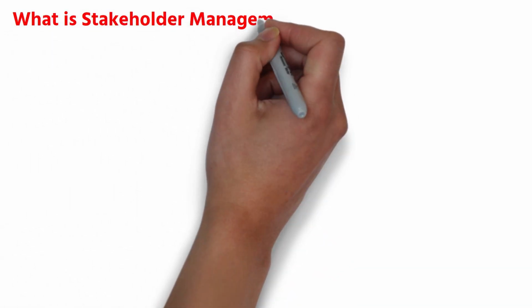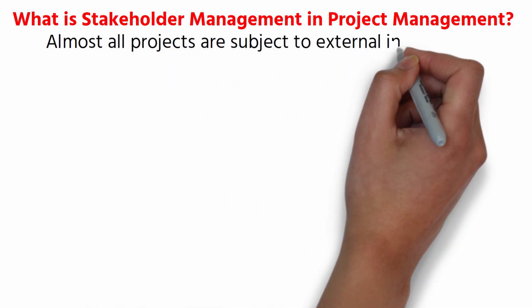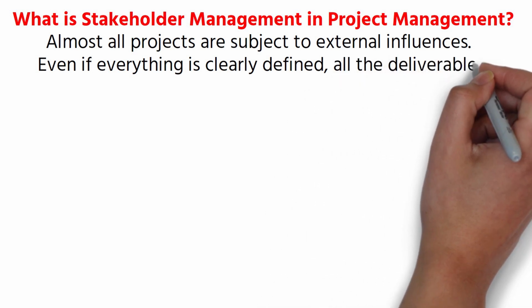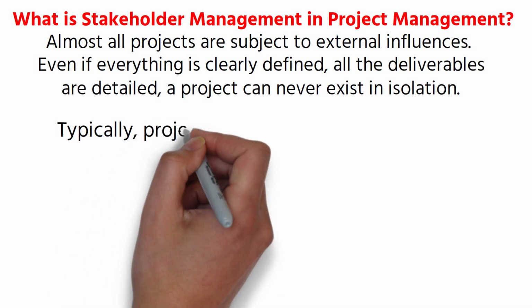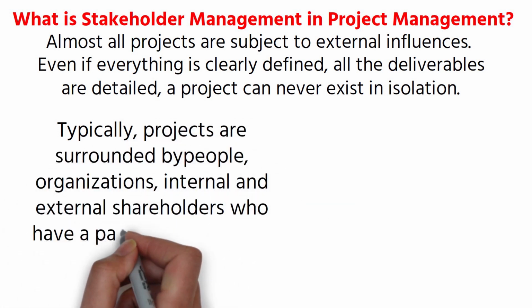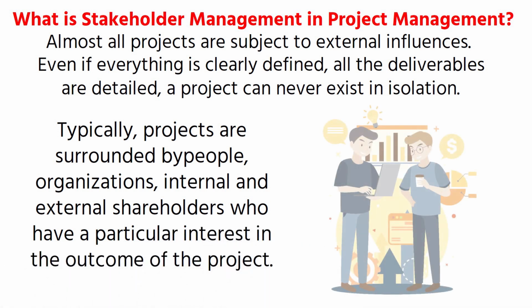What is stakeholder management and project management? Almost all projects are subject to external influences. Even if everything is clearly defined and all the deliverables are detailed, a project can never exist in isolation. Typically, projects are surrounded by people, organizations, and internal and external stakeholders who have a particular interest in the outcome of the project. When the stakeholders influence the project in order to meet their own requirements and expectations, this will create significant risks such as scope changes, an increase in complexity, costs, etc.